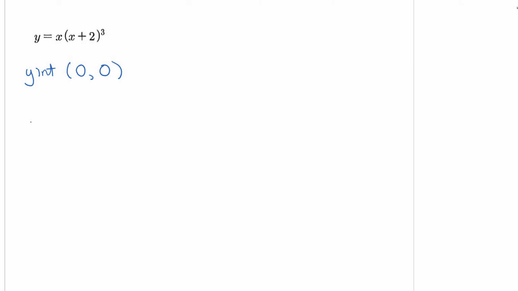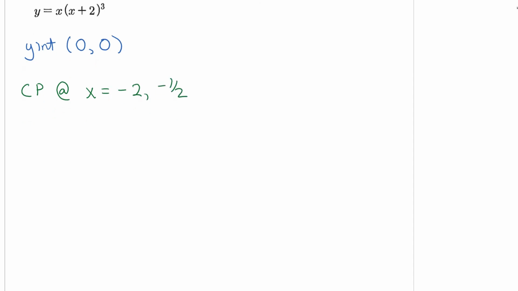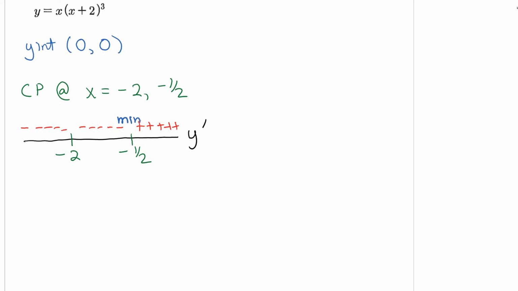And then my critical points happen when x equals -2 and -1/2. All right, so make sure you can do that on your own. And then I would draw a number line here, and on that number line, I will plot the x values of -2 and -1/2. And the results would be negative in this region, negative in that region, and then we're going to be positive in this region. Okay, so that means we have a minimum when x equals -1/2.